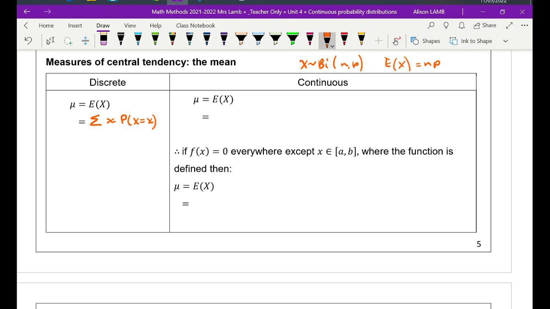Okay, so our formula for a continuous random variable is the same, except instead of a sum, we're going to have an integral. So from negative infinity to infinity, it's x times f of x. If our function is 0 everywhere except on the interval between a and b, then instead of going from negative infinity to infinity, we could just look at the integral between a and b of x times f of x.